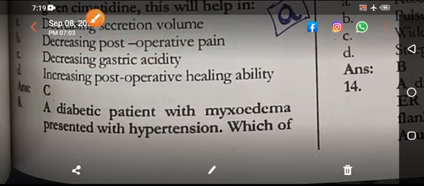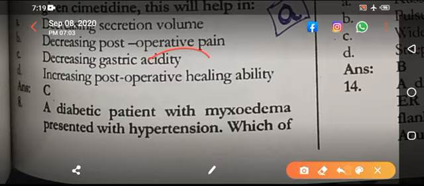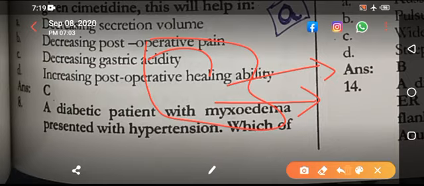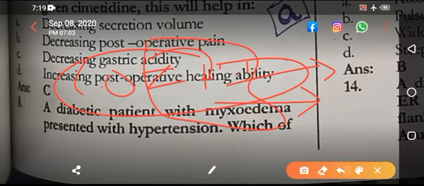Why does hyperthyroidism lead to systolic hypertension? Because of the increase in the heart rate. Suppose this is the heart, increase in the heart rate and increasing the stroke volume. So the cardiac output is equal to heart rate into stroke volume. We also know that if the cardiac output is increasing, it is increasing your systolic hypertension.